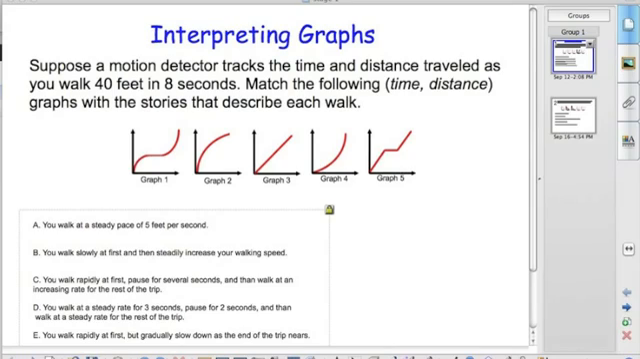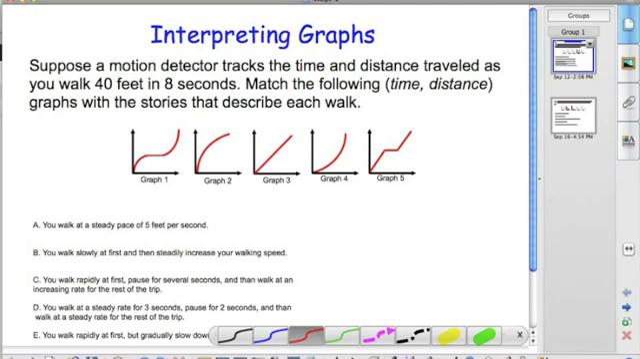Okay? So this first problem that we're going to do says, suppose a motion detector tracks the time and distance traveled as you walk 40 feet in 8 seconds. It says, match the following time distance graphs with the stories that describe each walk. Now, if we start out with our graphs, we have graph 1, 2, 3, 4, and 5, and statements A, B, C, D, E. Statement A says, you walk at a steady pace of 5 feet per second.